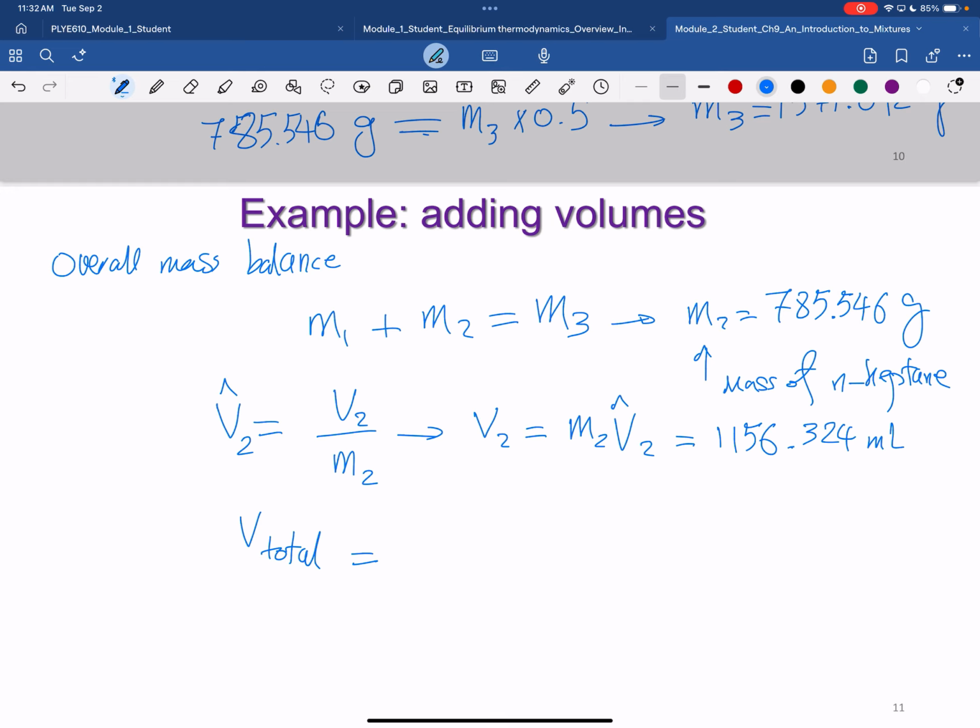So your total volume of this mixture, now I'm adding things together. If I calculate using this, it's going to be 2156 milliliter. This is just a volume additivity, so I'm adding the two volumes, right? So considering it as an ideal mixture when I'm writing that part.